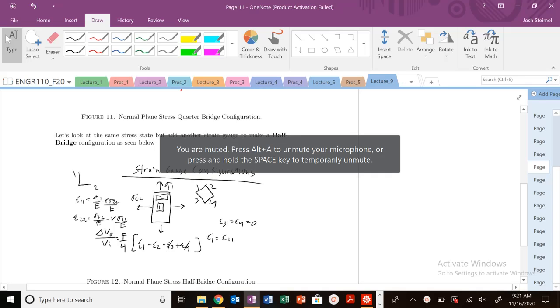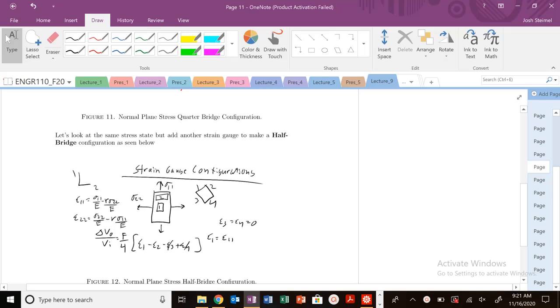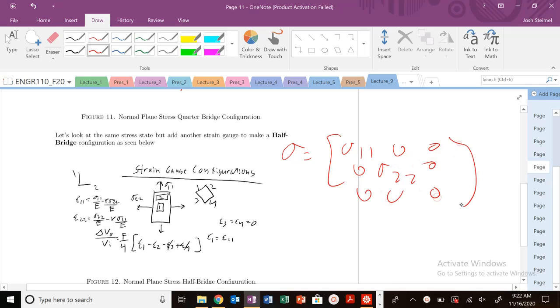All right, so let's look at a more complex stress state, or actually strain gauge configuration, which is shown below here. So I still have my same stress tensor. So this is going to be sigma 1 1, sigma 2 2, 0, 0, 0, 0, 0, 0. And now I have two strain gauges applied in this configuration. So I still have 3 and 4 where my resistors are, so 0, 0.